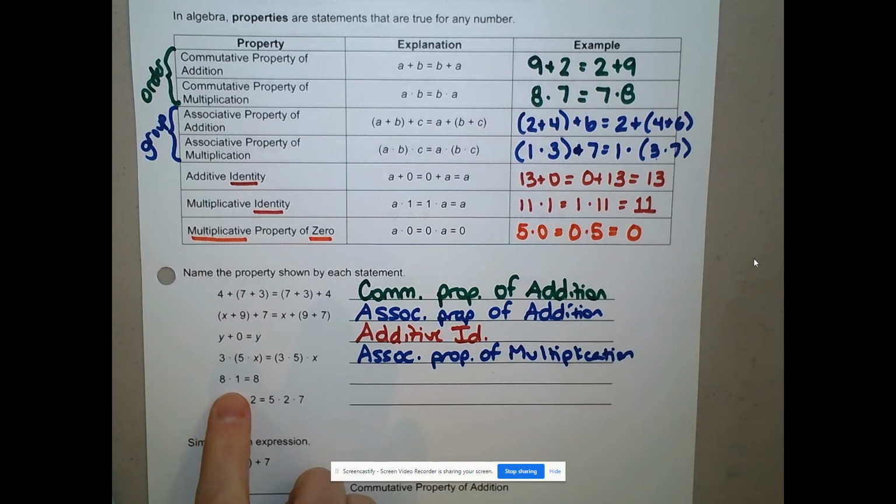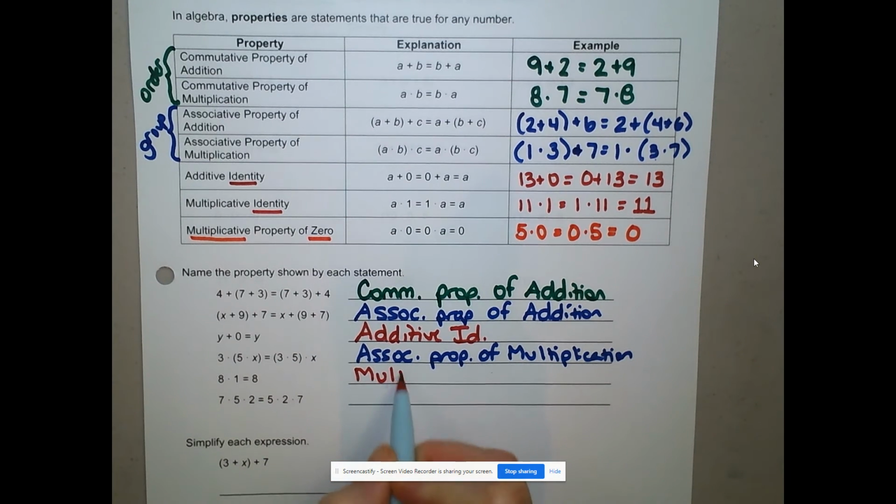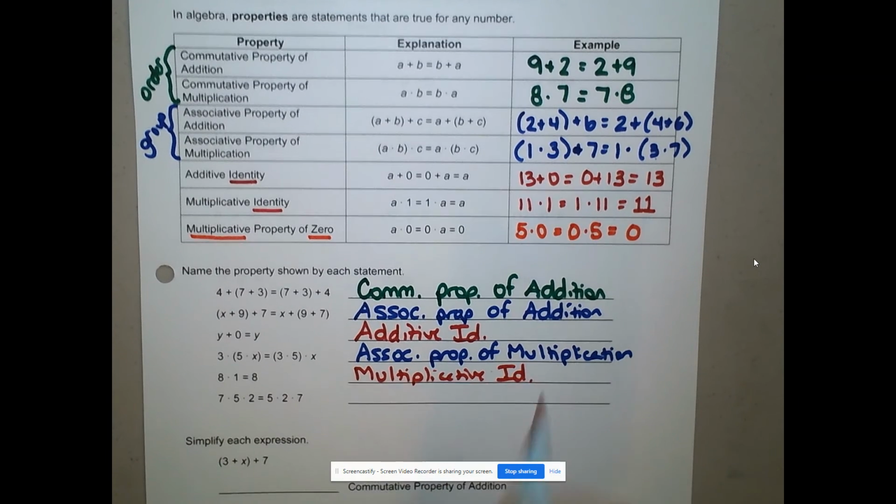And then I've got 8 times 1 equals 8. The 8, we did something to it, and it stayed an 8. It kept its identity, and it's multiplication. So this one's going to be the mouthful. Multiplicative identity. Last but not least, we've got 7 times 5 times 2, 5 times 2 times 7.